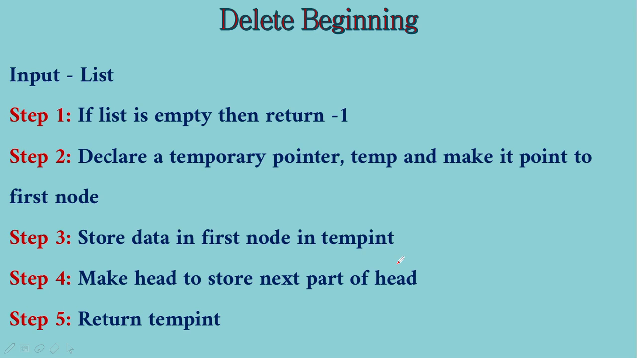So the input for the function operation is going to be the list in which you are going to perform the delete operation. And the first step is you are checking if the list is empty. If the list is empty, then you are returning -1. This is as per the algorithm. Yeah, we have to return something. That's the proper way of coding. But I will be setting the global error flag also, that we will do during implementation.